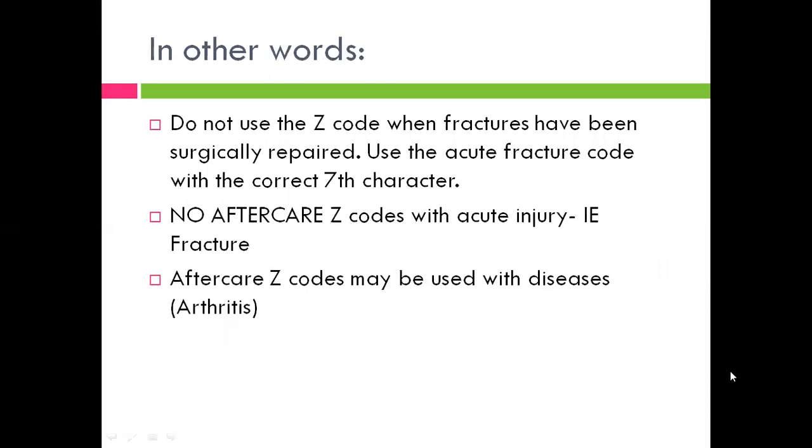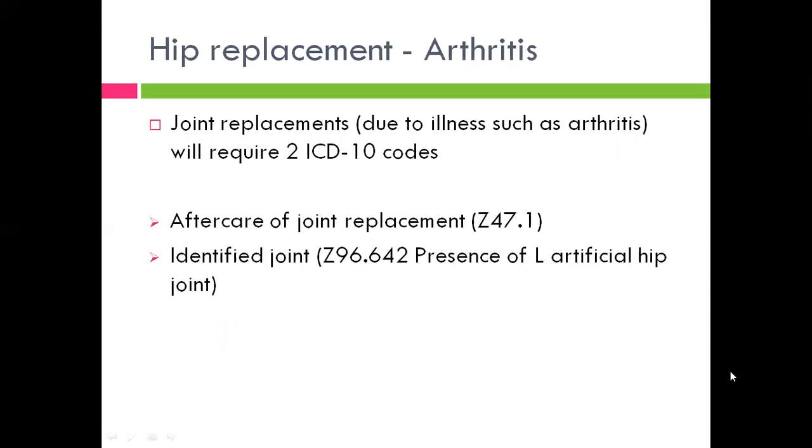In other words, you do not use the Z codes when fractures have been surgically repaired. Use the acute fracture code with the correct 7th character. No aftercare Z codes for the acute injury, i.e. a fracture, but you can use an aftercare Z code with diseases such as arthritis. So for example, a hip replacement, we're going to look at it comparing two different ways of looking at a hip replacement. With arthritis, a joint replacement, again, due to arthritis, could require 2 ICD-10 codes. The aftercare of the joint replacement, which is Z47.1, and the identified joint, the presence of the left artificial hip.